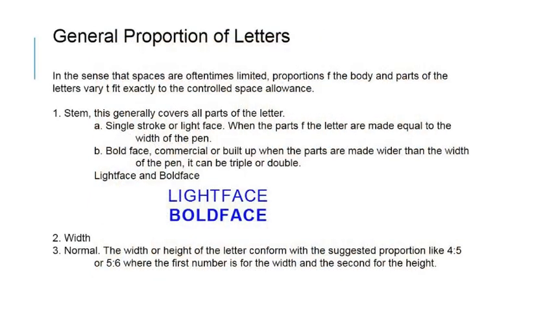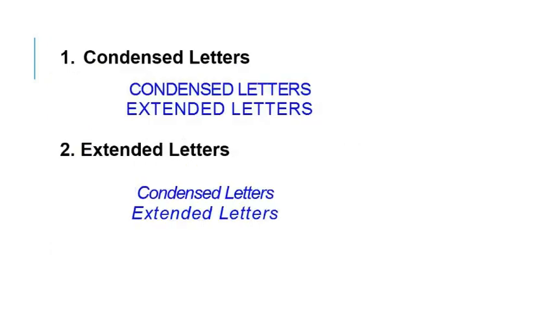Space is oftentimes limited. Proportions of the body and parts of the letters vary to fit exactly to the controlled space allowance. Single stroke or light face are made equal to the width of the pen. Bold face are made wider than the width of the pen. To meet design or space requirements, letters may be narrower and spaced closer together, in which case they are called compressed or condensed. If the letters are wider than normal, they are referred to as extended letters.